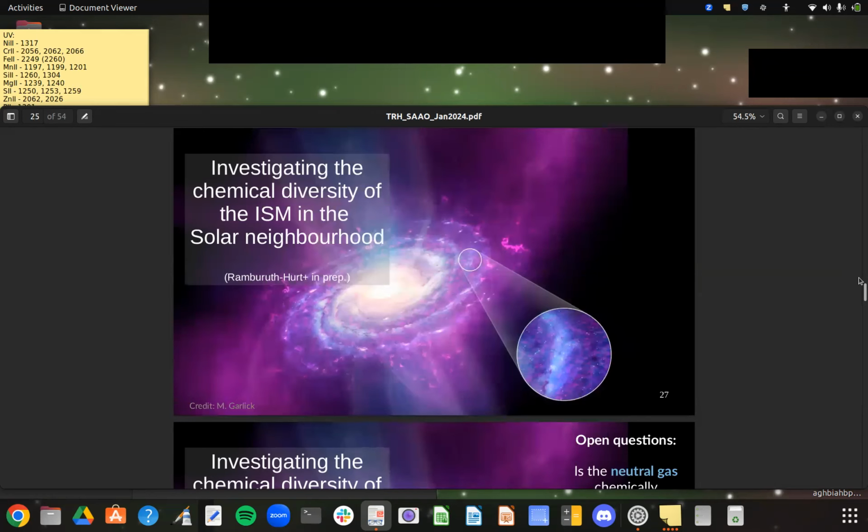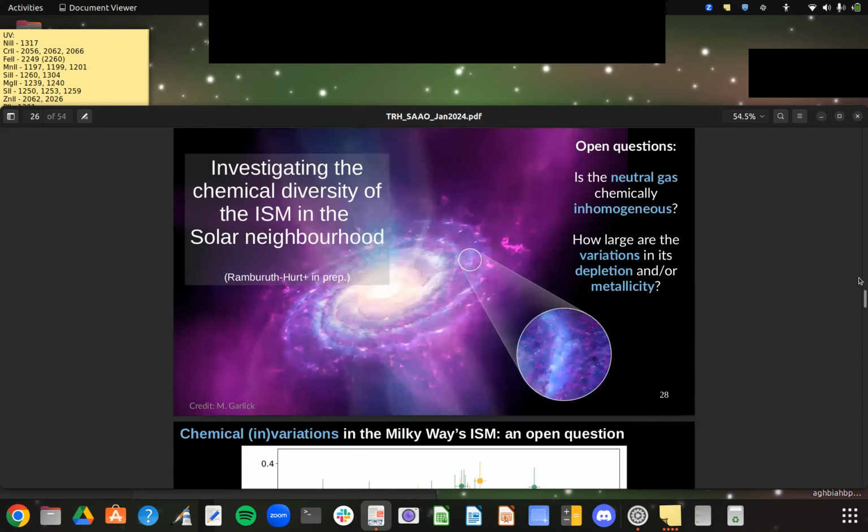Okay, so I'm going to bring it back home to the Milky Way. And this is the project that I'm currently working on. The results here are very preliminary. The project is investigating the chemical diversity of the ISM in the solar neighborhood. And the open questions that we are trying to answer are whether the neutral gas is chemically inhomogeneous, and if it is, how large are the variations in its depletion or its metallicity.